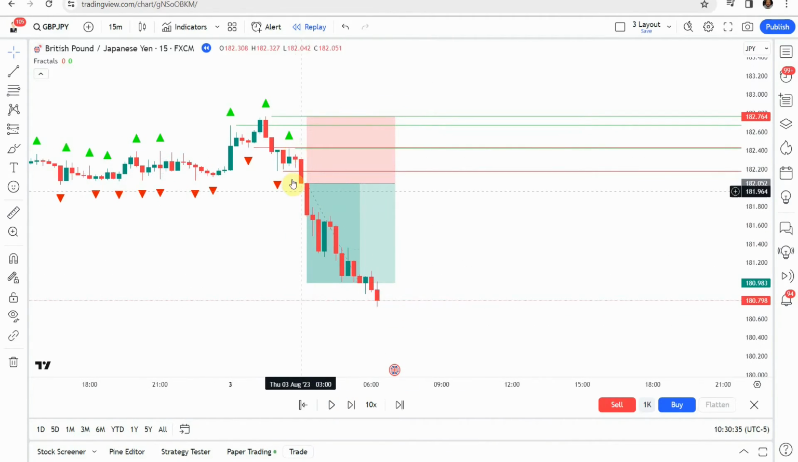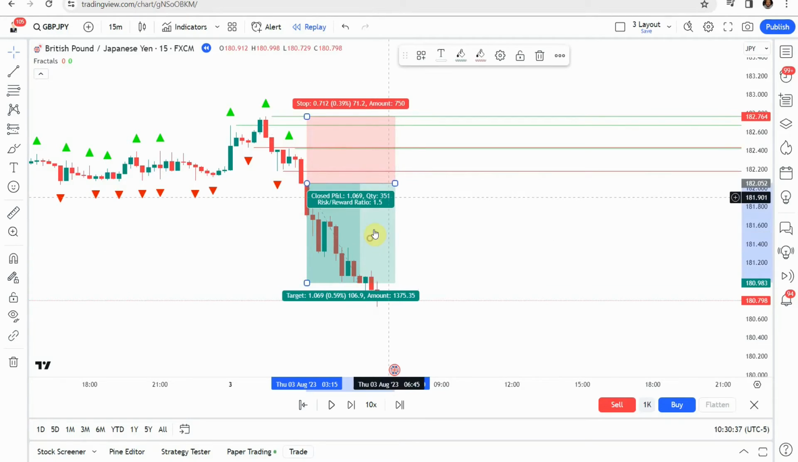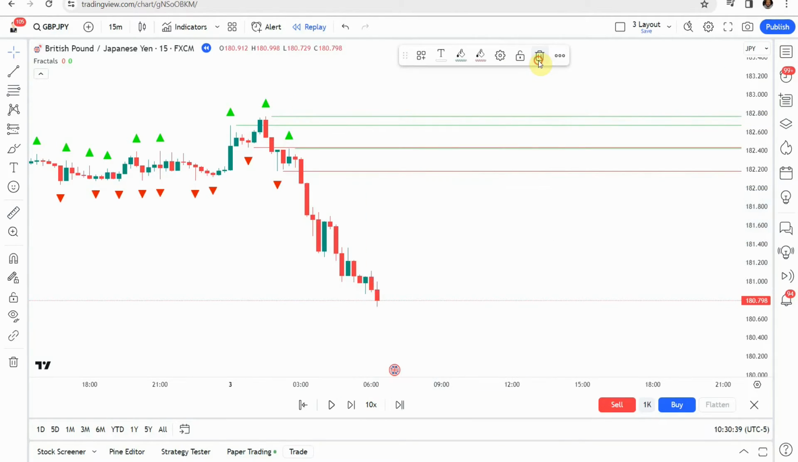You see that pretty much immediately we make this nice spike straight down, getting us to our take profit. Let's go ahead and look at a long position now.